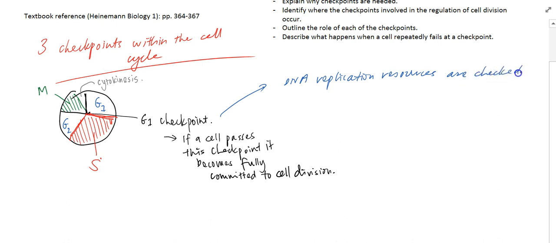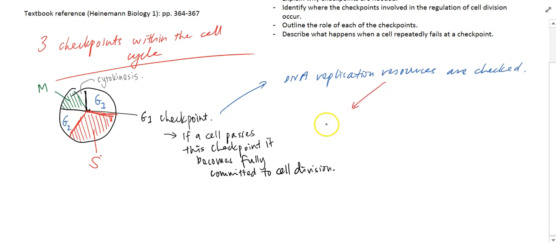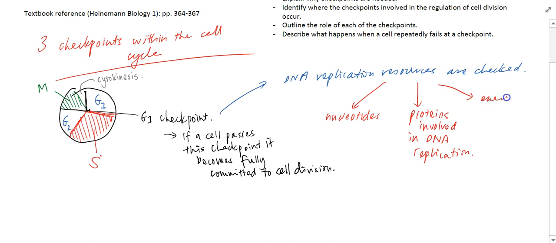So what do we mean by DNA replication resources? Well, this can include the raw material for DNA, which are nucleotides. Do we have enough nucleotides? Do we have proteins that are involved in DNA replication? Do we have enough of those? And DNA replication also uses a lot of energy, so the cell needs to make sure that there's enough energy reserves in order to carry out the replication process. So at the G1 checkpoint, all of these things are checked.